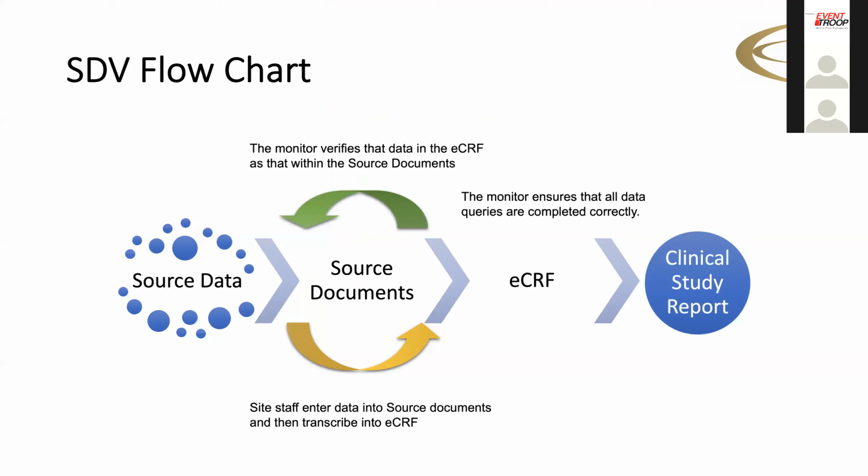On the other hand, source document verification, here's a little flow chart to tell you what happens. We have source data. So our source data could be laboratory data, could be blood pressure data, measurements, ECGs, anything. All of these are captured and stored in source documents. So as site staff, you are entering the source data in the source documents. You are then entering the source data from the source documents into the electronic CRF or the CRF. So that is you transcribing the data from the source to electronic CRF.